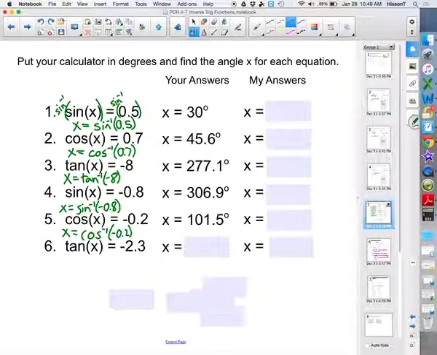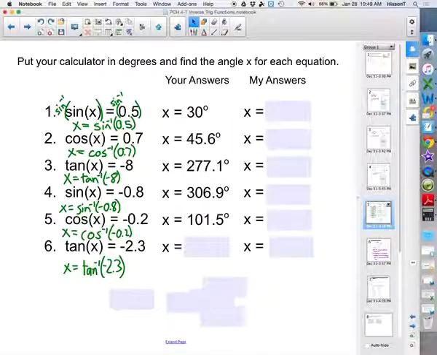So then our final one, tangent of x is -2.3. So x is the inverse tangent of -2.3. Okay, so what do we get for x? 293.5. Okay, 293.5. So here's the only problem.